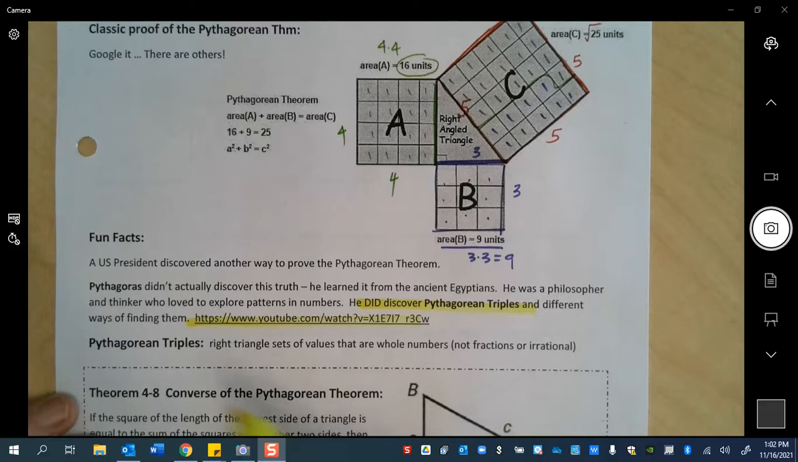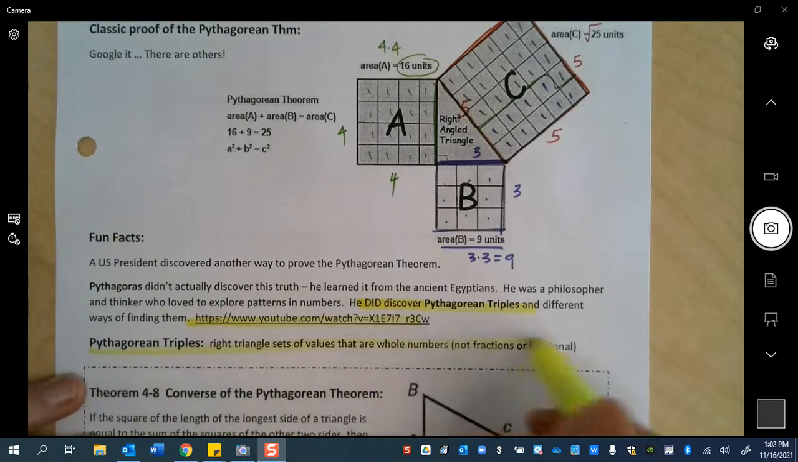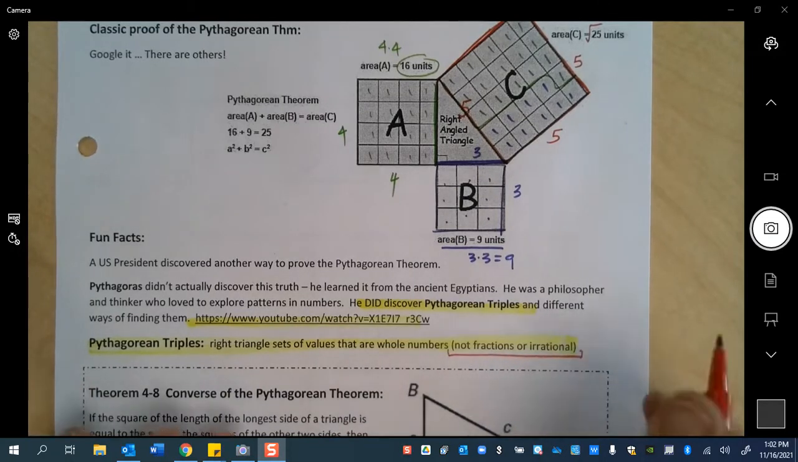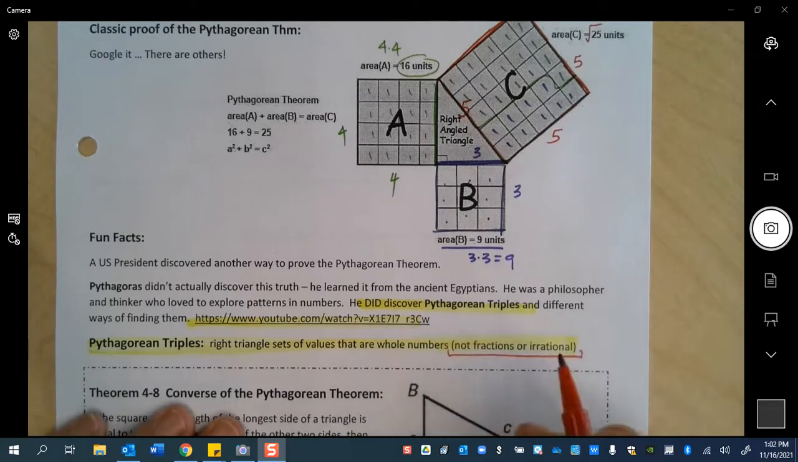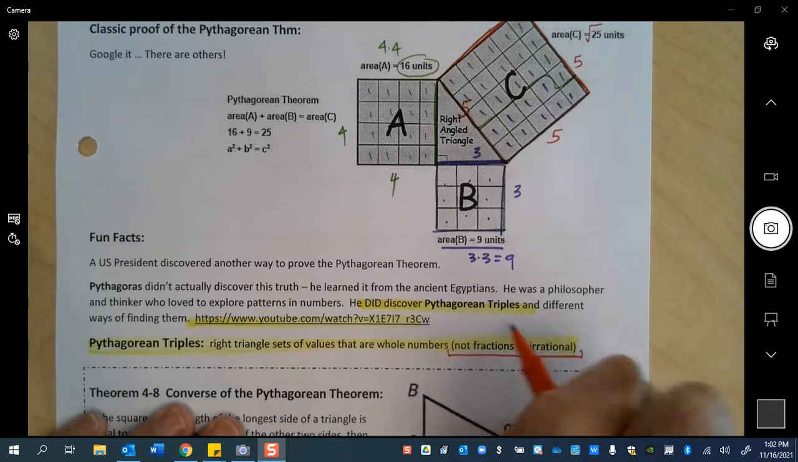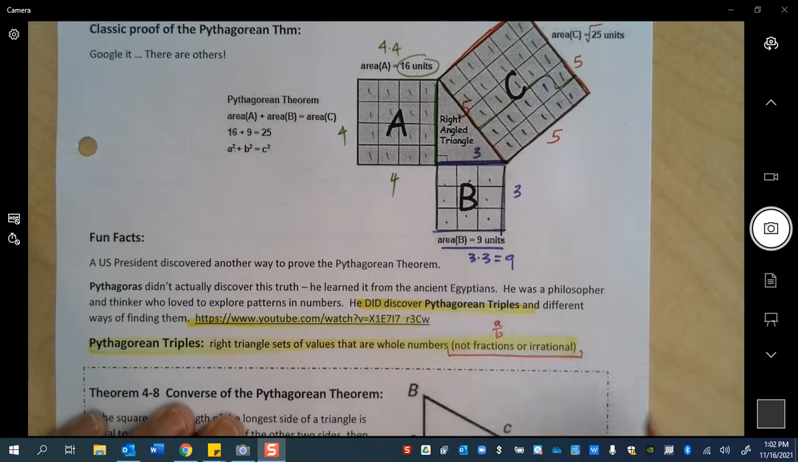Our Pythagorean triples are going to be defined as right triangle sets of values that work out to be whole numbers. And when we talk about whole numbers, we need to make sure that we're talking about whole values. No fractions, no a over b's, no square roots of numbers that are not perfect squares, and obviously no negatives. We can't have a negative side length.